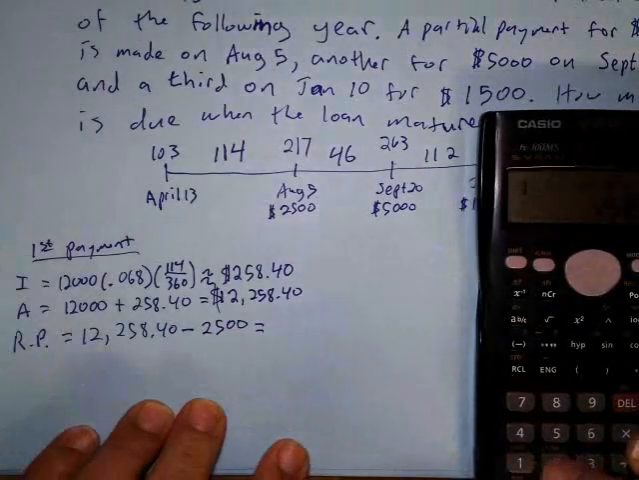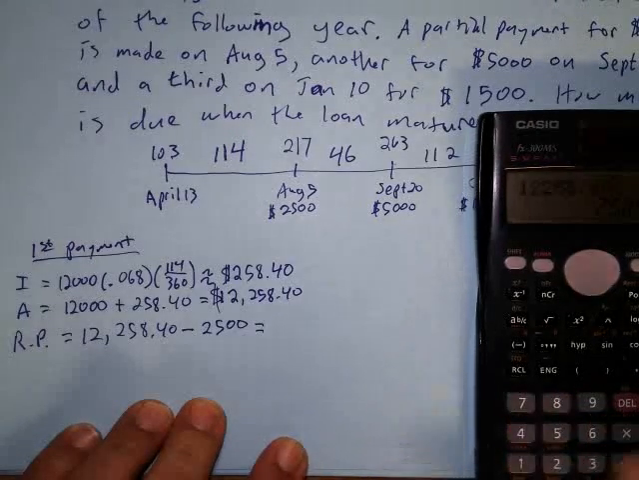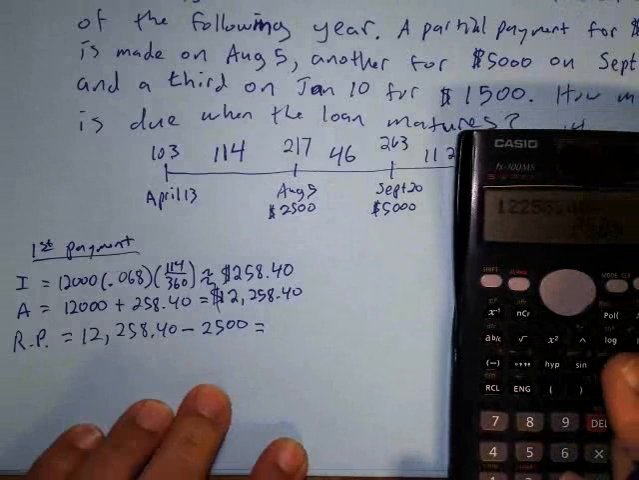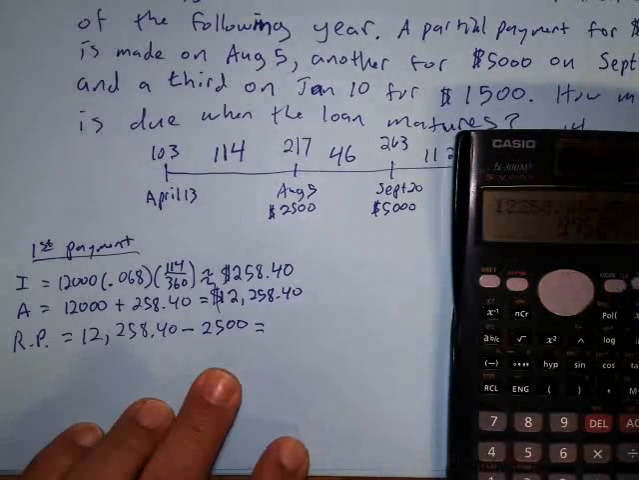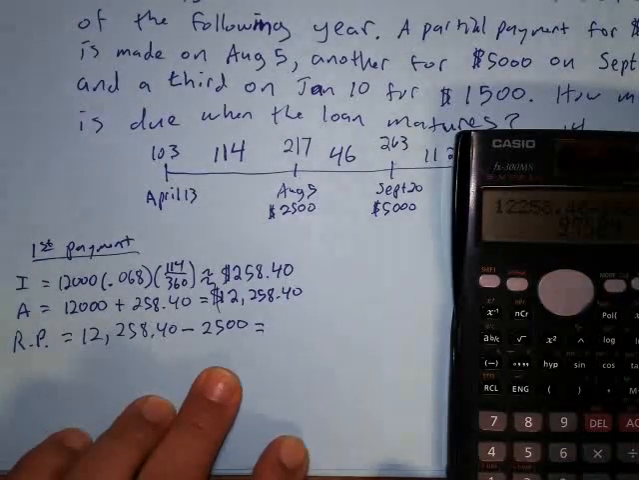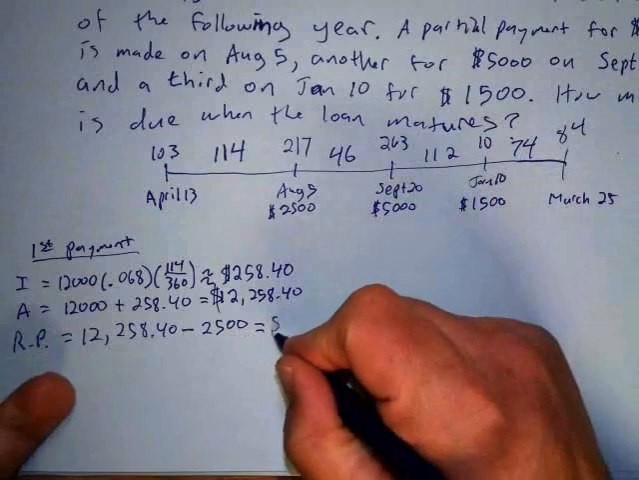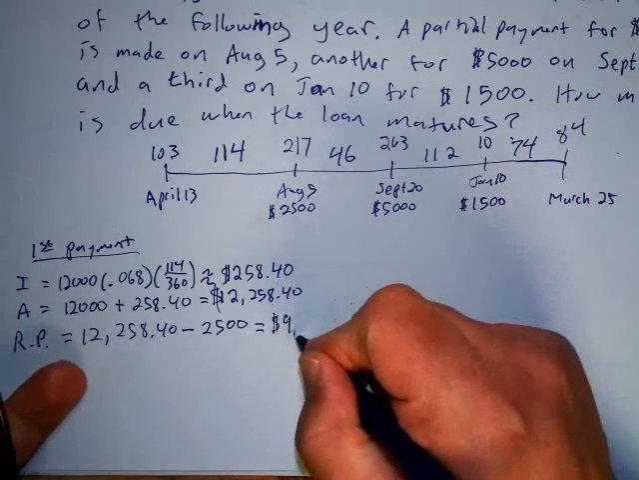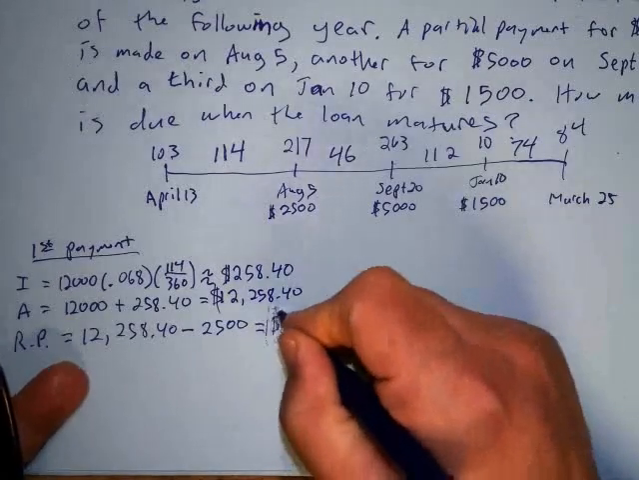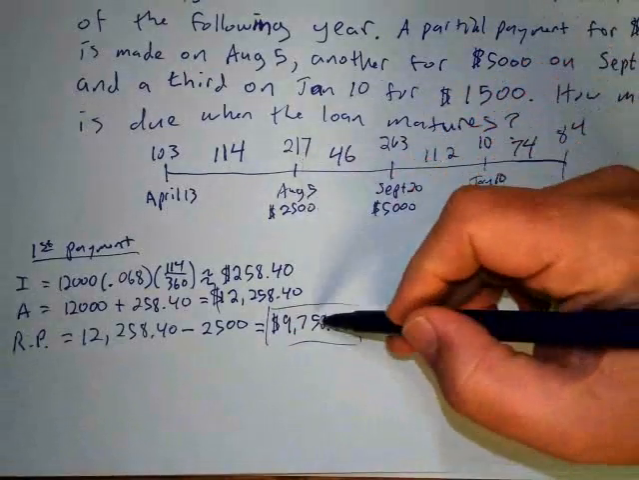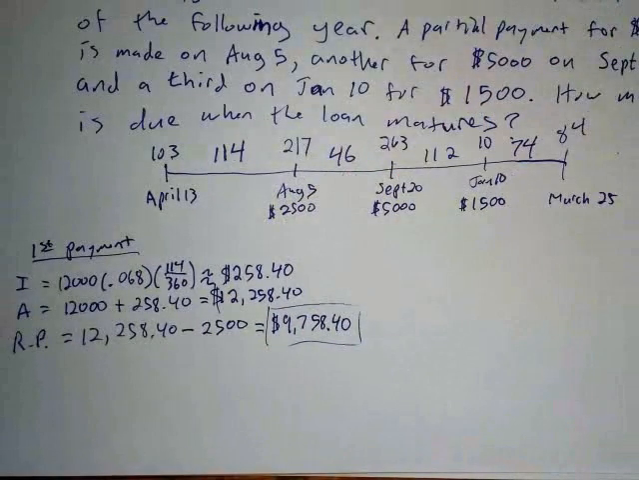So $12,258.40 minus 2,500, and that's $9,758.40. So that's the first payment. Okay, that's what remains on the principal after I make the $2,500 payment.